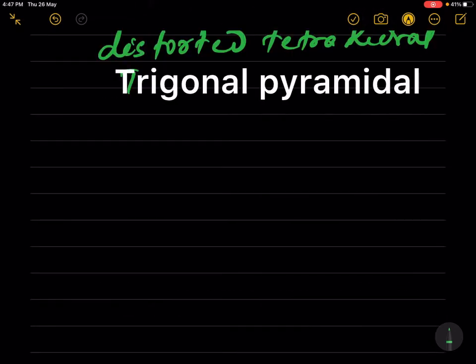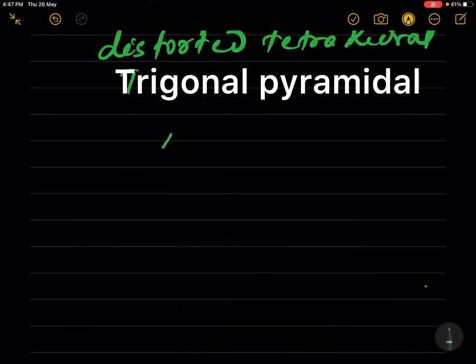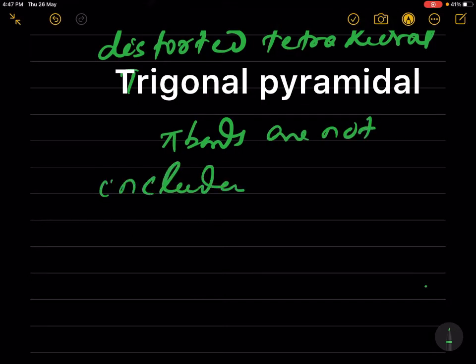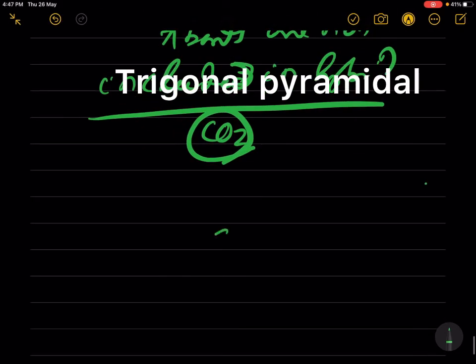Let us draw another molecule having pi bonds. For information, pi bonds are not included in hybridization. Let us take an example of carbon dioxide. You see, carbon is at the middle and 2 oxygen atoms are on 2 sides.